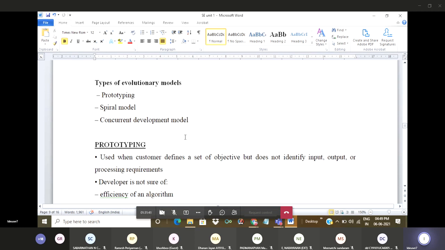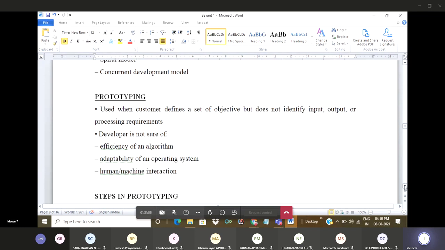One is prototyping, the second one is the spiral model, and the third is the concurrent development model. In the prototype model, the customer must define a set of objectives but does not identify input, output, and processing requirements. The customer has objectives, but cannot give input, output, and processing requirements. He doesn't know. He has only objectives.